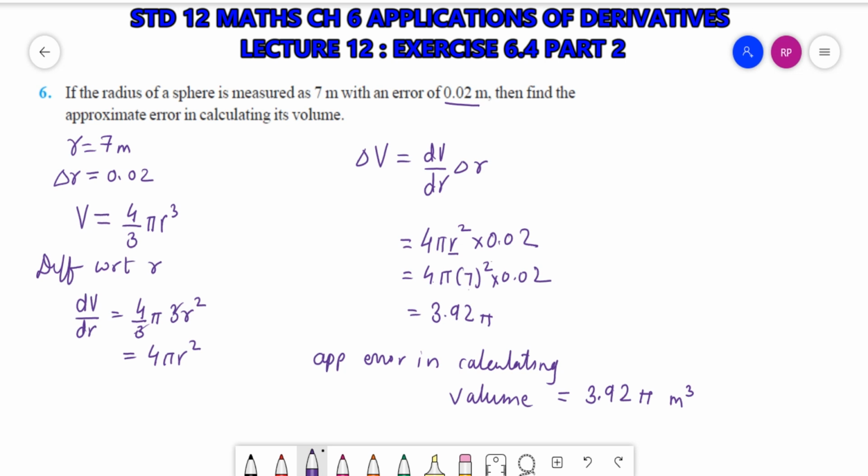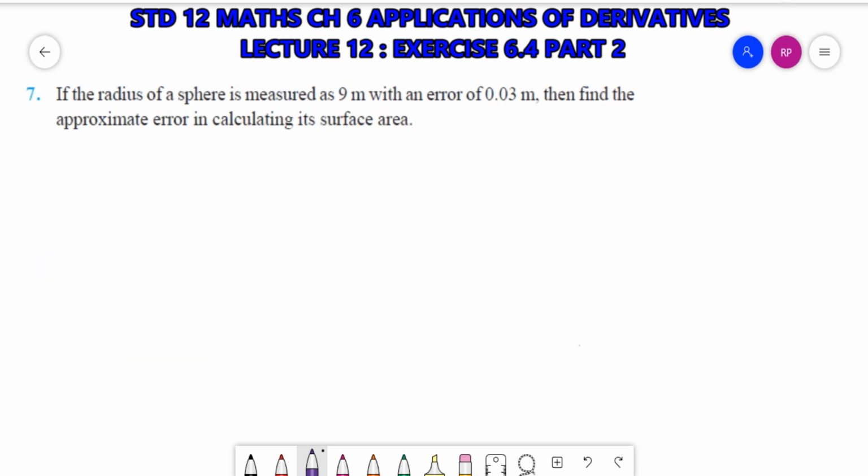Now let's move to the next one, that is question number 7. If the radius of a sphere is measured as 9 meter with an error of 0.03 meter, then find the approximate error in calculating its surface area. Okay, so the radius is 9 meter, error in radius 0.03 meter. You need to find out the approximate error in calculating its surface area.